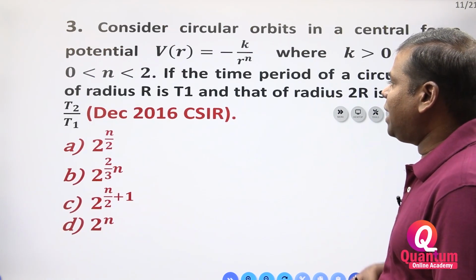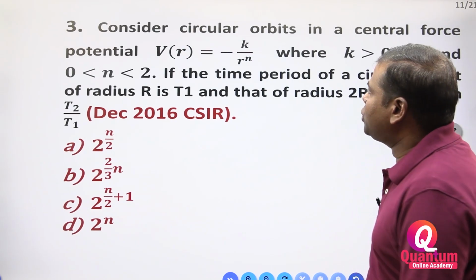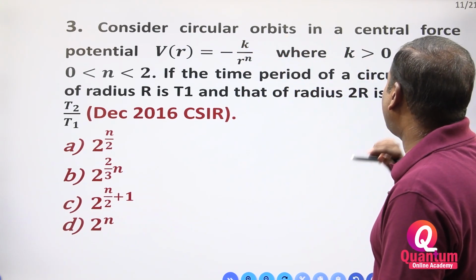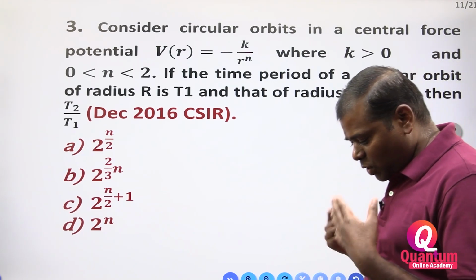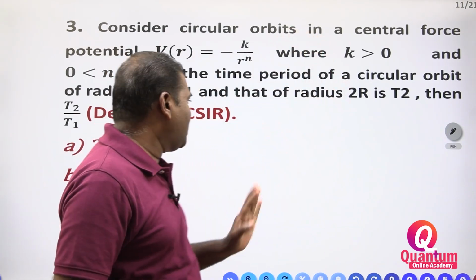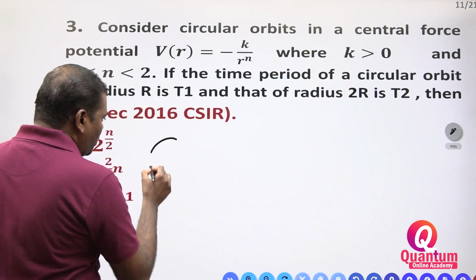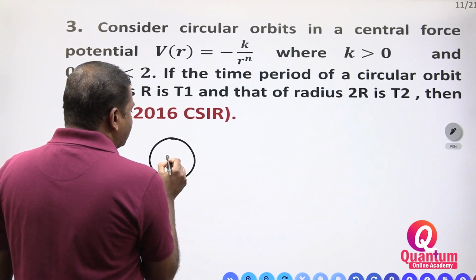Now I am going to the third one. It is a very, very important question. Once you have to check it. Consider circular orbits in a central force potential. So consider a circular orbit, a central force motion. How much potential is there?